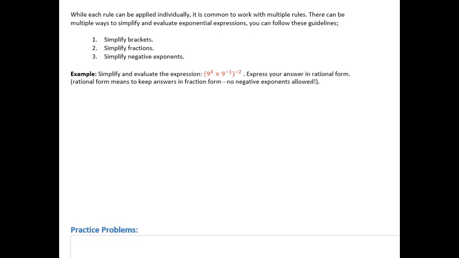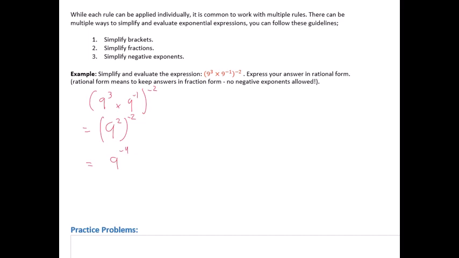So let's first look at this following these steps. First we're going to simplify the brackets. We have 9 to the power of 3 times 9 to the power of negative 1. We're going to deal with the bracket first. This is multiplication, so it's the product rule. So we have 9 to the power of 3 plus negative 1, that's 9 to the power of 2. That's still to the power of negative 2. And then we can deal with this bracket, the power rule, where we have 2 times negative 2. That becomes 9 to the power of negative 4.